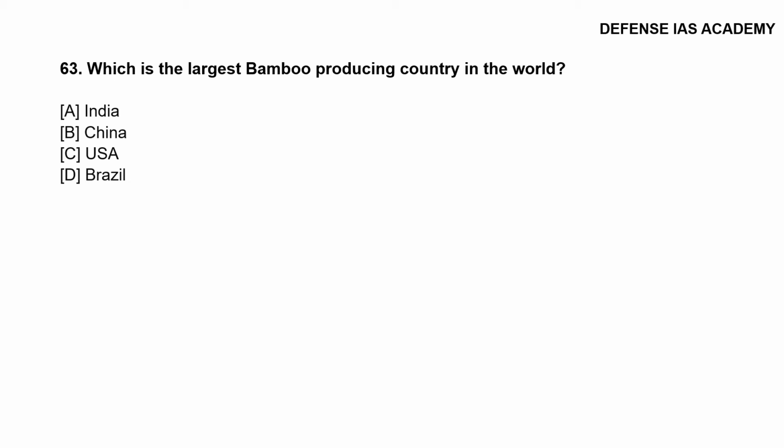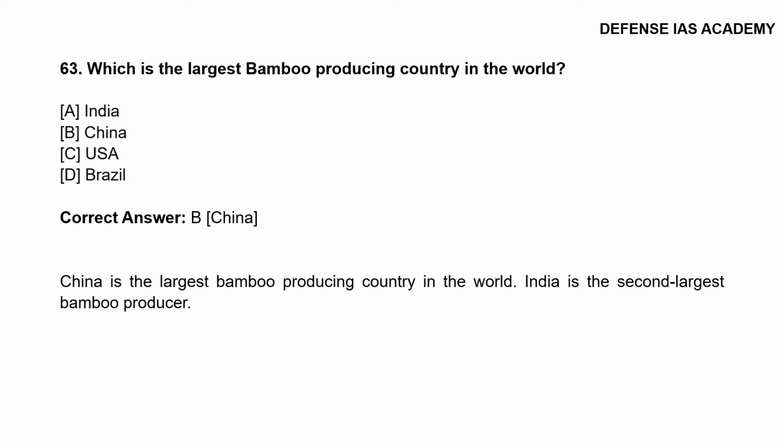Question 63. Which is the largest bamboo producing country in the world? The correct answer is option B, China. China is the largest bamboo producing country in the world. India is the second largest bamboo producer.